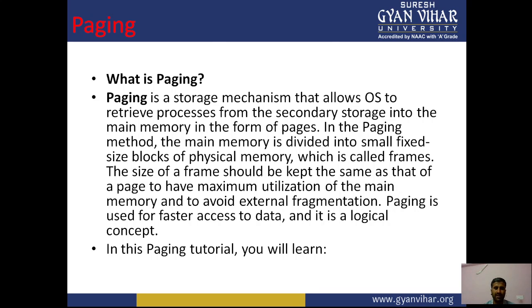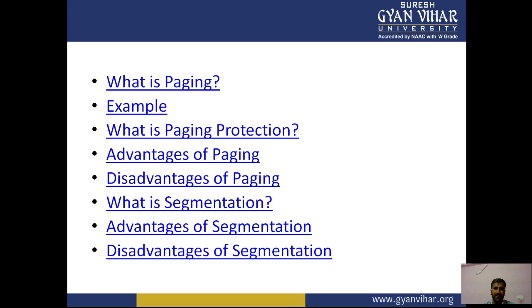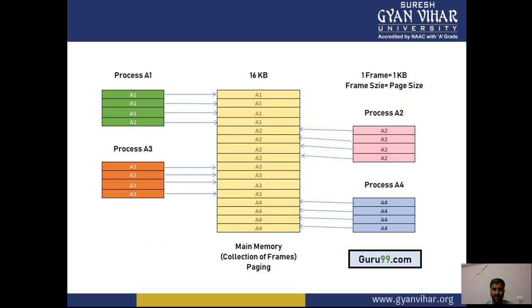Paging is also a very important topic. Paging is a storage mechanism that allows the operating system to retrieve processes from secondary storage into main memory in the form of pages. In the paging method, main memory is divided into small fixed size blocks of physical memory called frames. In this example, we have a 16 KB main memory as a collection of frames, and one frame is equal to 1 KB. The frame size is equal to the page size.